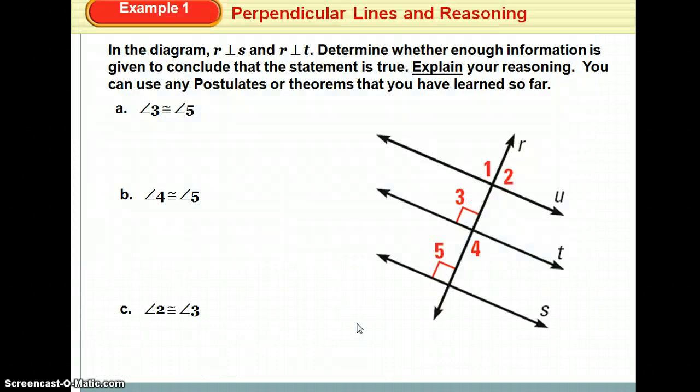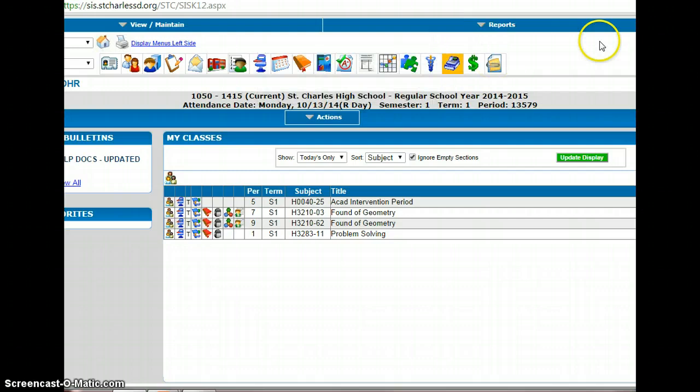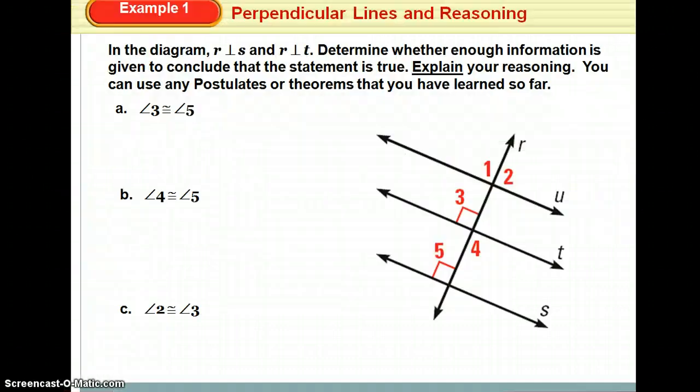All right, so perpendicular lines and reasoning. We are going to use this drawing right here. You can take a second to draw it if you want to. I know it's not on your paper, to figure out some information about these different angles. So in the diagram, R is perpendicular to S. There's that notation. R is perpendicular to S, and R is perpendicular to T. So we need to determine whether enough information is given to conclude that the statement is true.